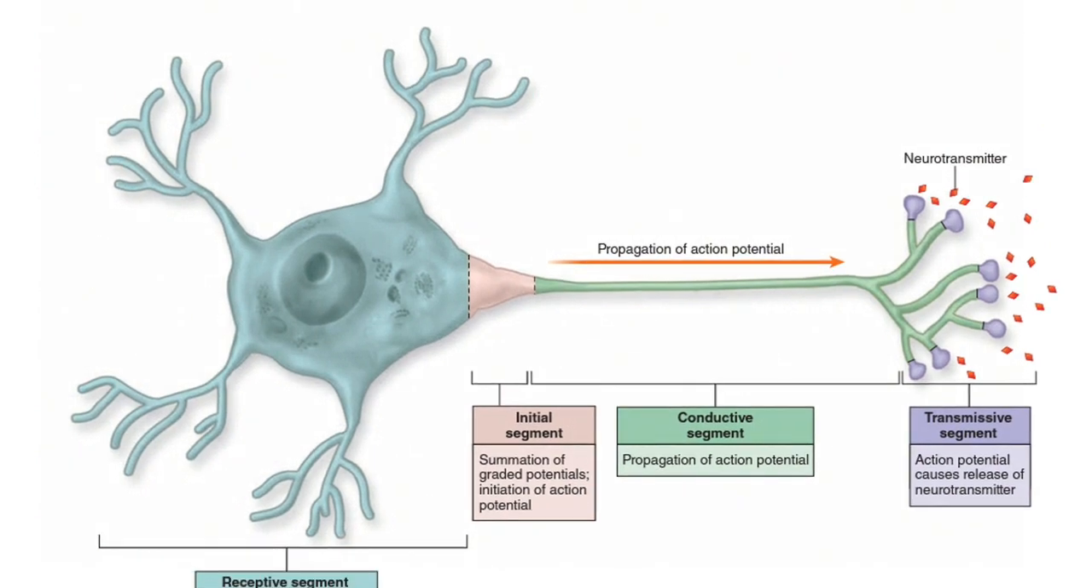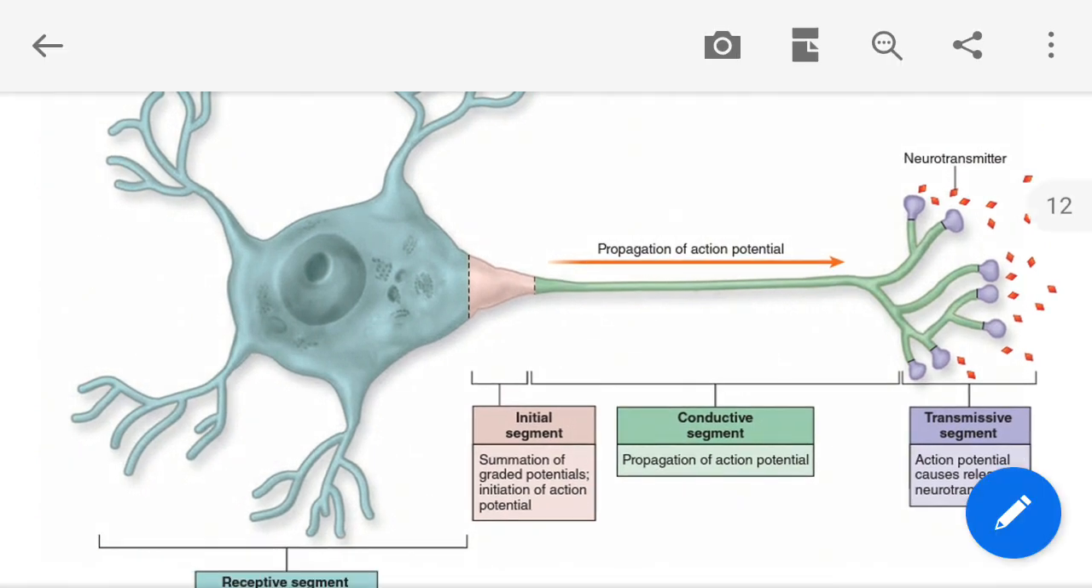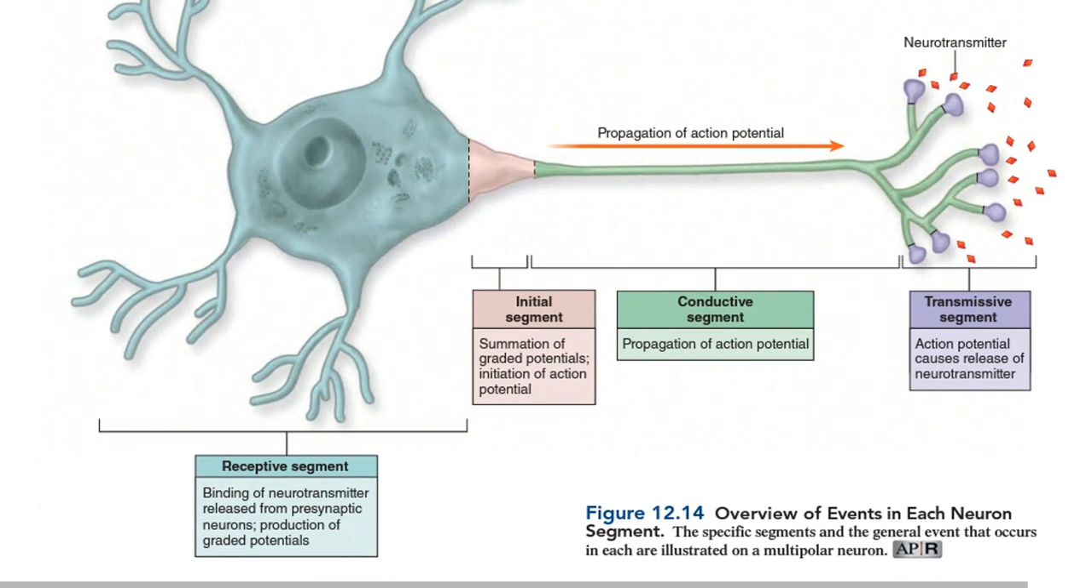Now in this figure also a neuron is shown, the different parts of the neuron: receptive segment, then the initial segment, conductive segment, and finally the transmissive segment. They are showing an overview of events in each neuron.